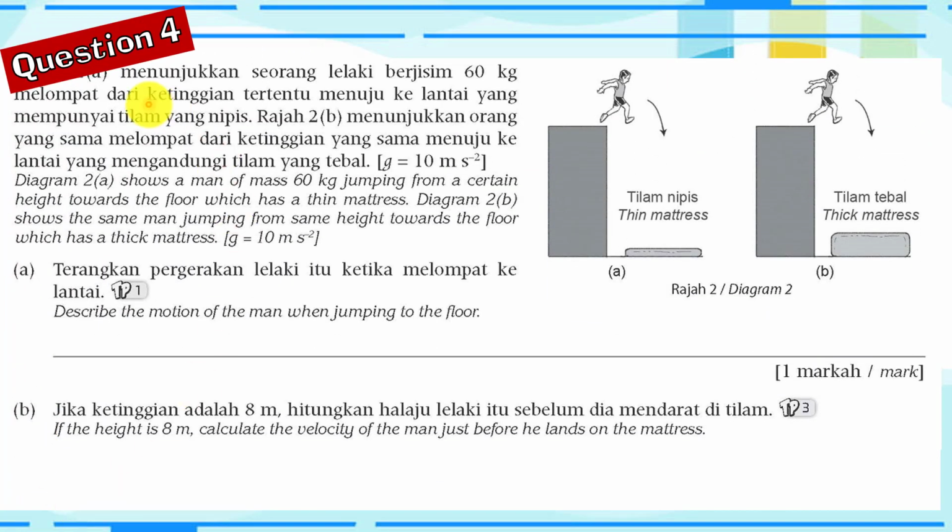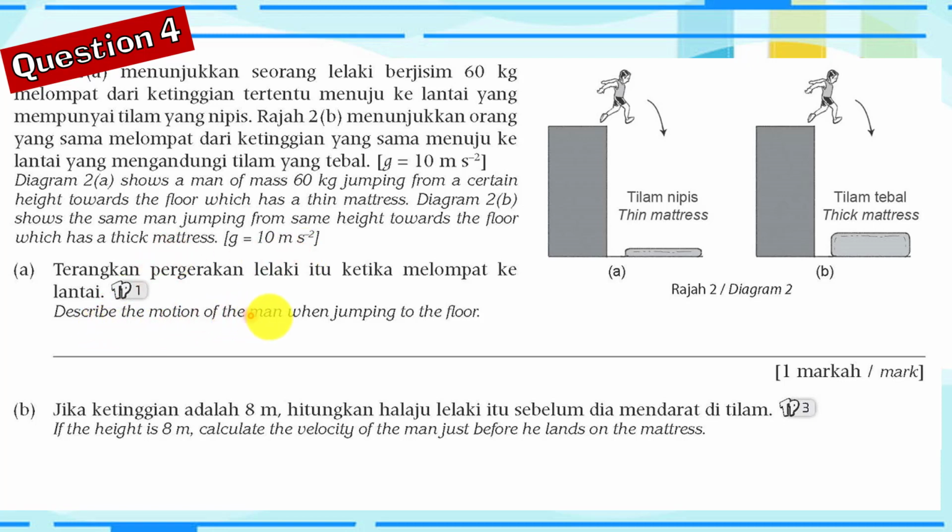Okay, question number 4. This one is a diagram that shows a man of 60 kilograms that jumps from a certain height towards the floor, which has a thin mattress. Okay, now we got diagram B. They show the same man also jumping from the same height towards the floor, but now they are using a thick mattress. Okay, now they give you the gravitational acceleration.